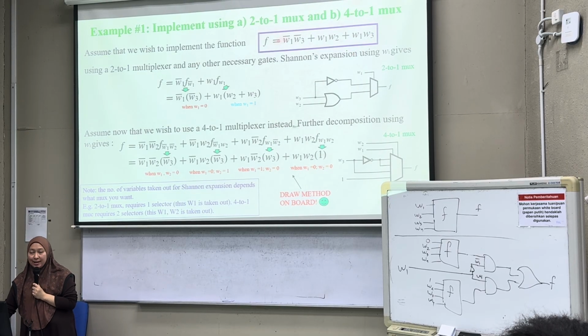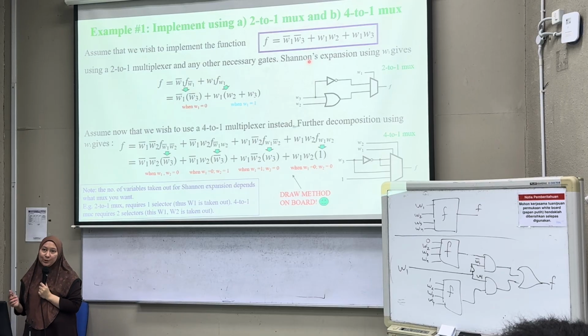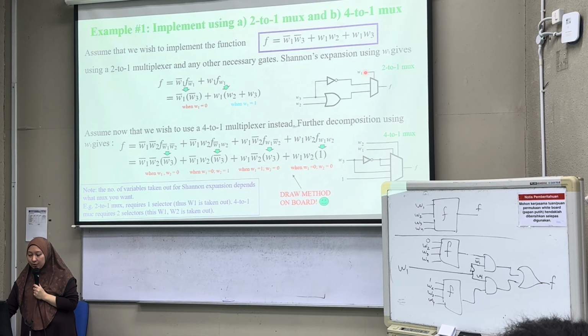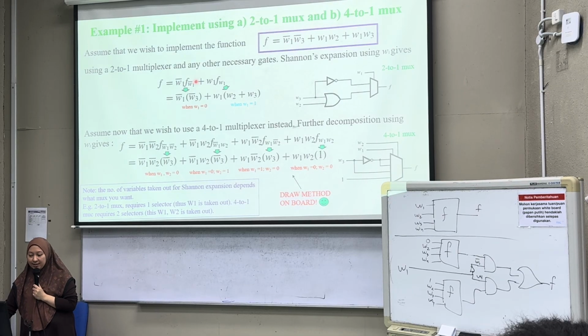Again, you are given this Boolean expression. Is it complicated? It's not that complicated. Anyway, it's a Boolean expression. From this Boolean expression, I use Shannon expansion. You use Shannon expansion when you want to use a mux. Shannon expansion allows us to choose which variable we want to use as our select line. Here I want to use W1 as my select line. Therefore, I take out W1, and the rest is my cofactor.